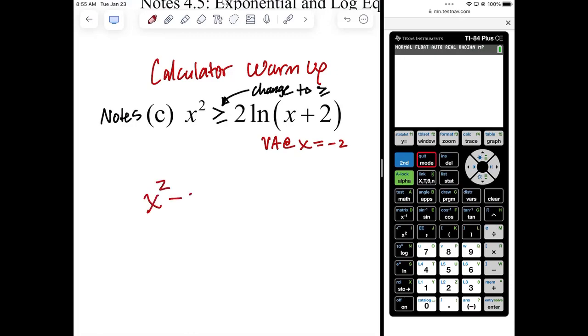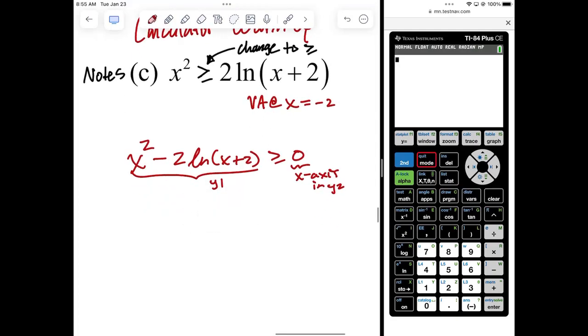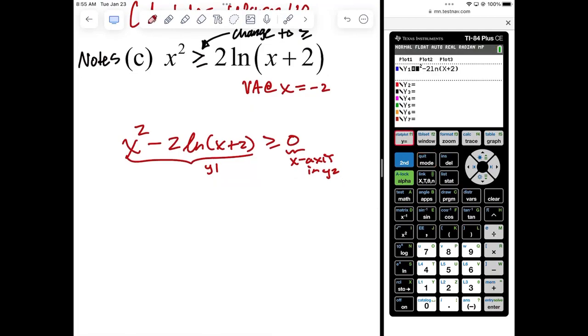So remember what I told you yesterday. Get everything on one side, and now it's greater than or equal to 0. We'll graph this in y1, which gives us a single curve instead of looking to see where two curves intersect. And then, of course, we'll graph the x-axis in y2, so we can use the intersection command of the calculator rather than the 0 command. It's a little bit faster. So I type it into y1, and then in y2 I put 0, and then I hit zoom 6, which is your standard window.